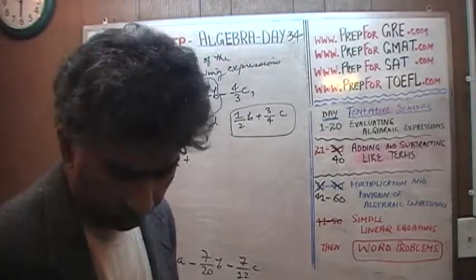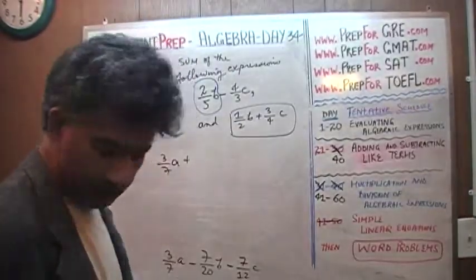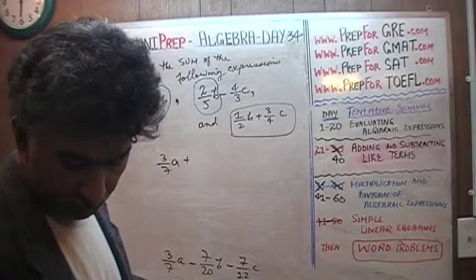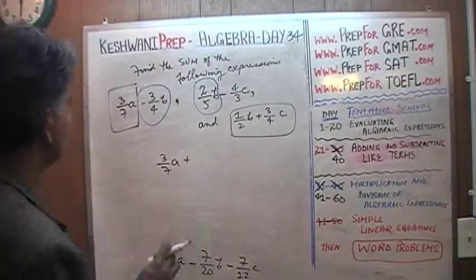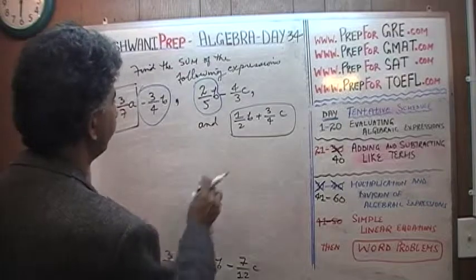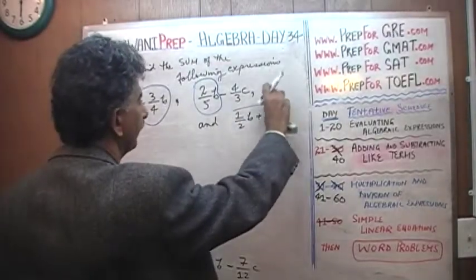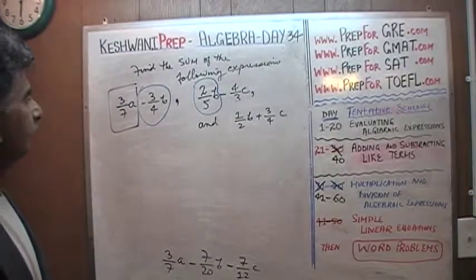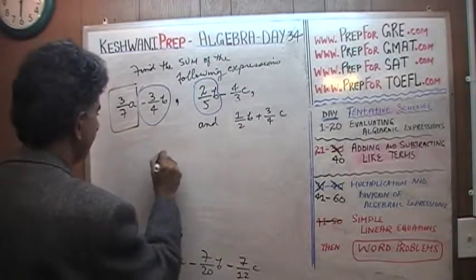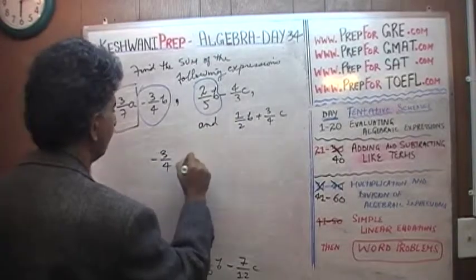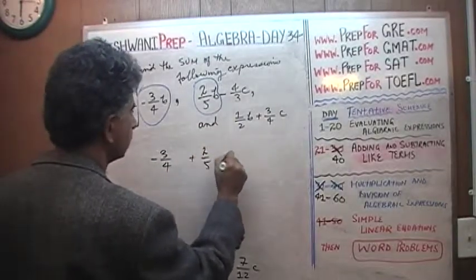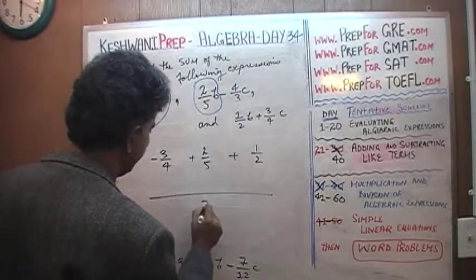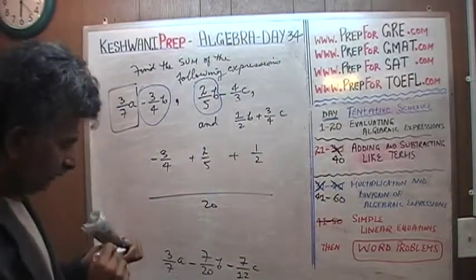We have to redo the work for the b to make sure that this answer is correct. Either this answer is wrong or the work that I did in my notes is wrong. Then we have to redo the b's. How many b's do we have? Let's redo the b. -3/4, +2/5, and half. Common denominator here would be 20.